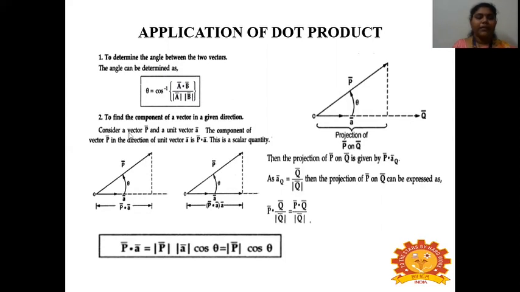Next, we can obtain the component of a vector in a given direction. Now consider a P vector and a unit vector A vector. The component of P vector in the direction of the unit vector can be obtained, and the resultant will be a scalar. P dot A vector will be equal to modulus of P vector into modulus of A vector into cos theta. Since it is a unit vector, its magnitude will be 1, so the formula becomes modulus of P vector into cos theta. So these are the two applications.